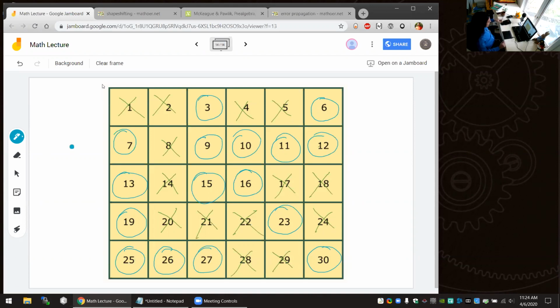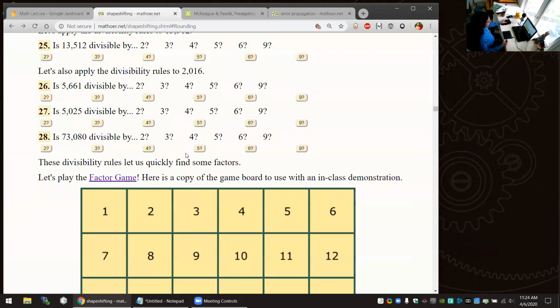If you need something to play to review multiplication, if you have kids that are doing multiplication tables, here is a fun game for you.